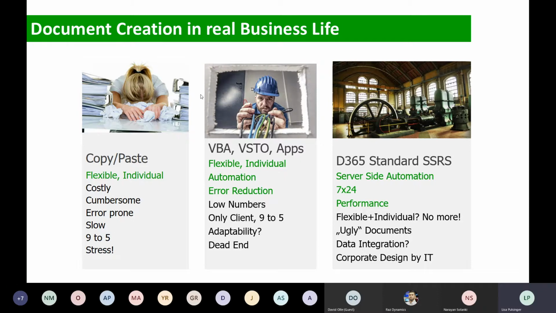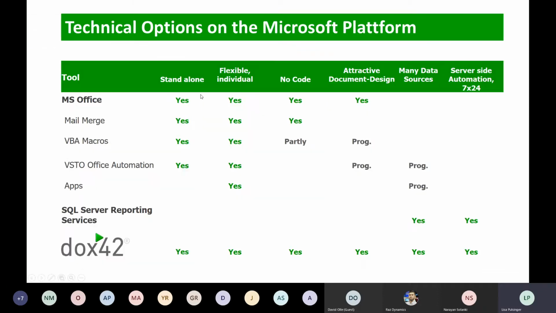All of those three are struggles that companies face on a daily basis when it comes to document creation. Then there are some possibilities on the Microsoft platform, some technical options. If we start with Microsoft Office, or Microsoft 365 as it's called nowadays, with Word, Excel, and PowerPoint, it is standalone and flexible, and it's also no code, and you can design attractive documents. But once again, you can't have many data sources, and the server-side automation goes missing.